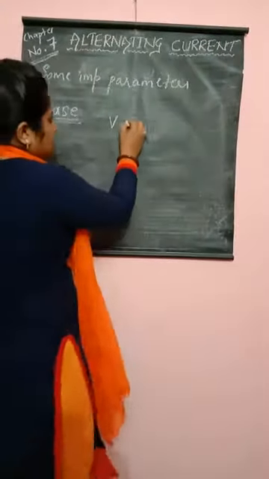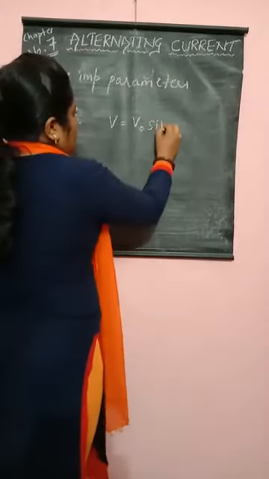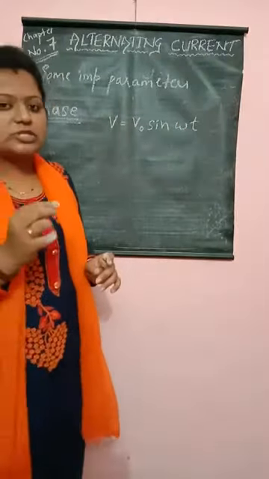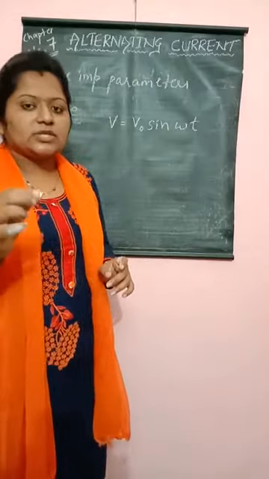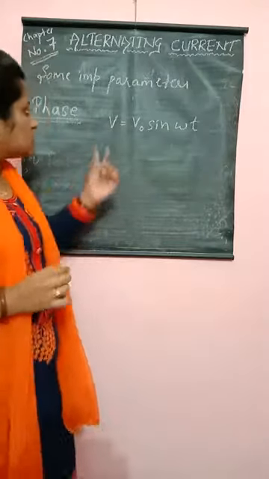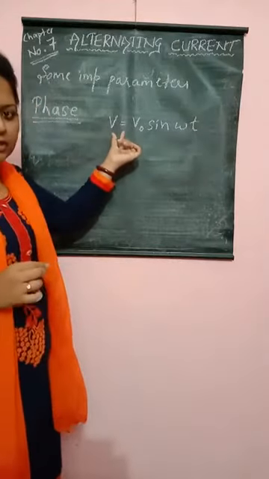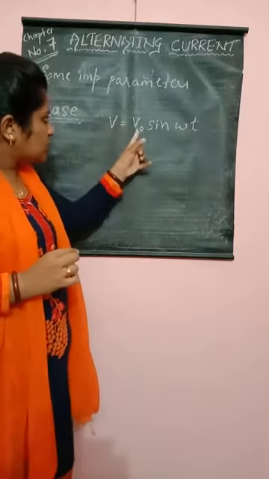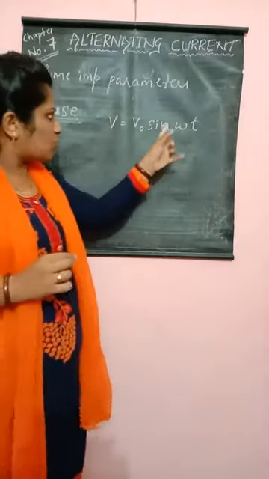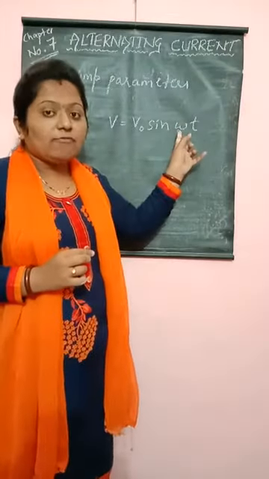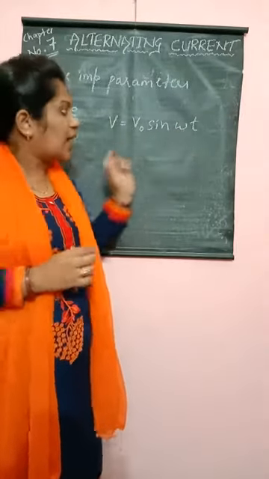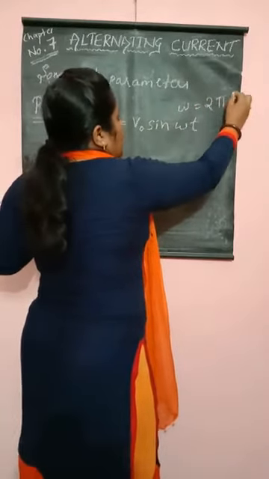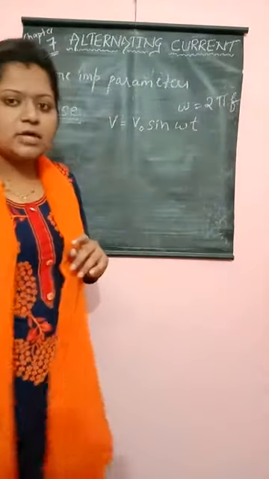Okay. That equation is what? V is equal to V naught sine omega t. So phase is a rotating vector which represents the quantities changing with time. So this V, alternating voltage, is also changing with time. Here you are having instantaneous voltage, peak voltage. And this omega is angular frequency. Omega is what? Angular frequency, which we can represent like 2 pi f. The value of omega is 2 pi f.